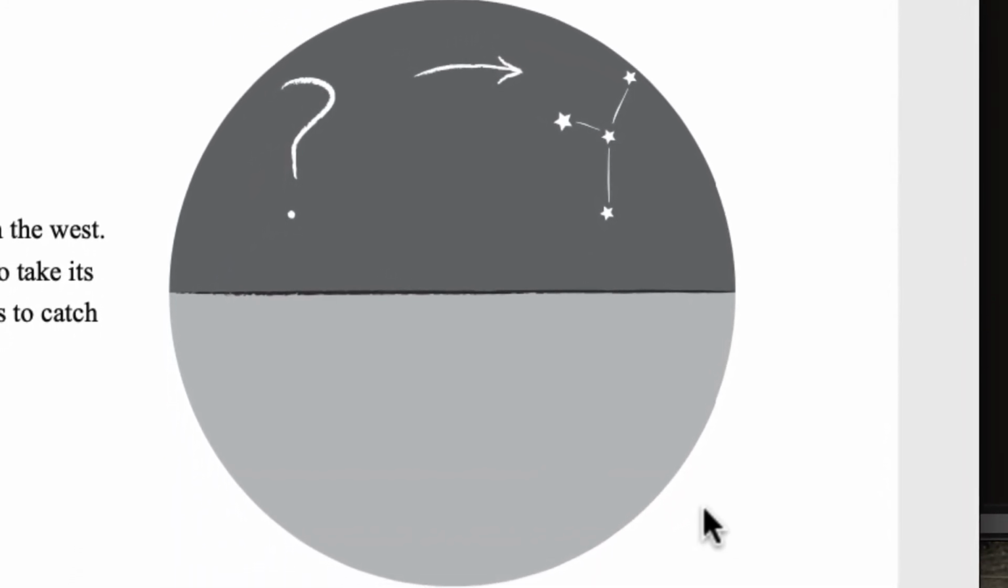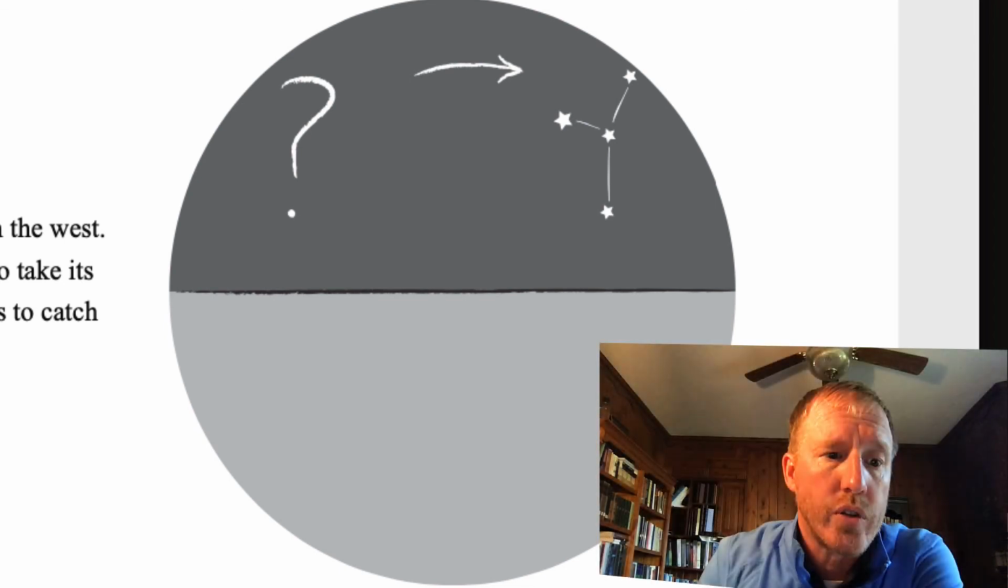What if the Swan is setting in the west? Which guidepost will be rising to take its place? Think of who wants to catch the bird.